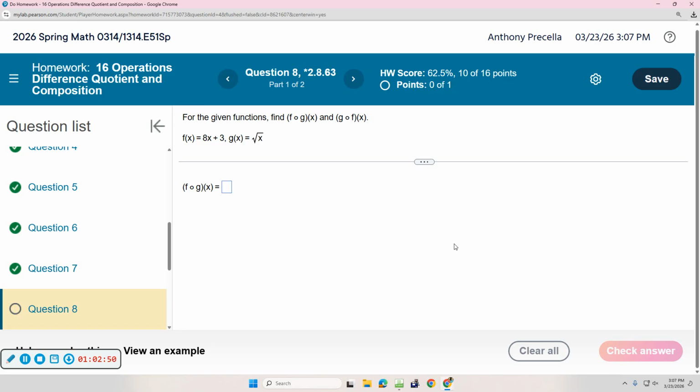So, okay. We want to find F composed with G of X. That's f of g of x. I'll draw the little arrows. That's saying take G of X and plug it into F.